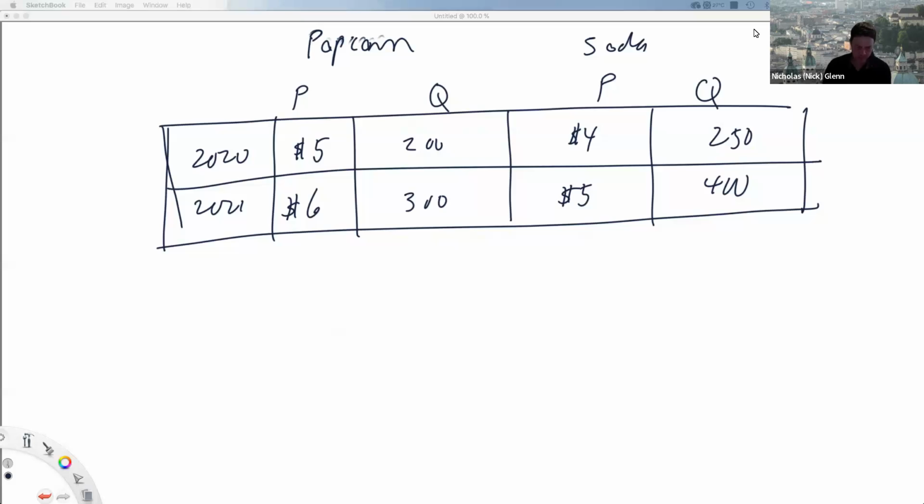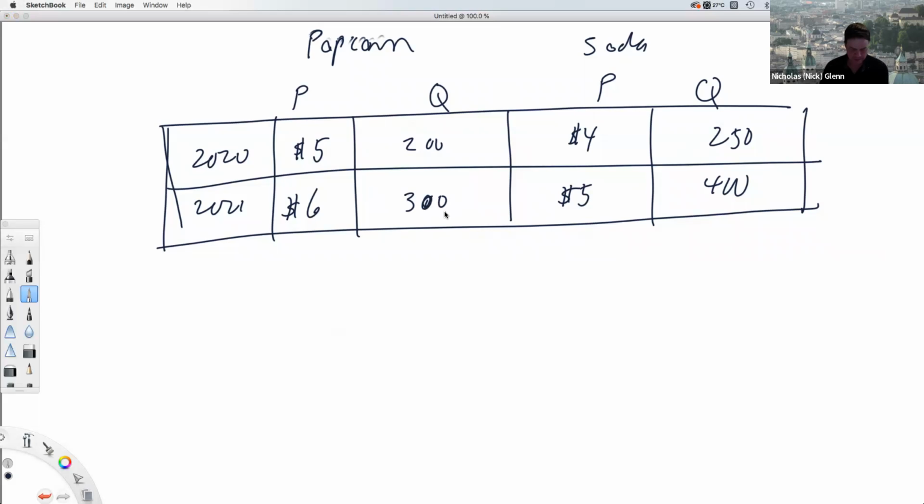All right, everyone. So here's the last problem we can practice now. I didn't get a chance to cover it in class. It wants us to find the GDP deflator for 2020 and 2021, along with the inflation rate for 2021.